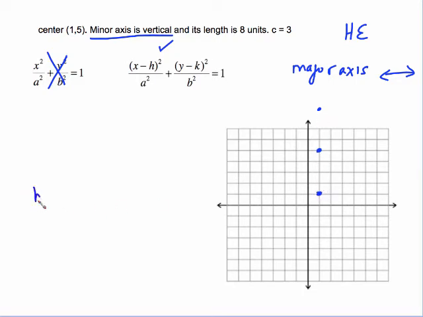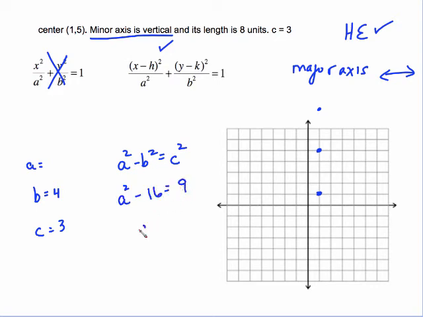That means what we have just found out is that b is 4. So we've got to find a, and we know that c is 3. So all we have to do is decide about a squared minus b squared, or is it b squared minus a squared? But because it is a horizontal ellipse, you're looking at a squared minus b squared equals c squared. So it's a squared minus 4 squared, which is 16, equals 3 squared, which is 9. Add 16 to both sides, gives me 25. Take the square root of both sides, and that means a is 5.